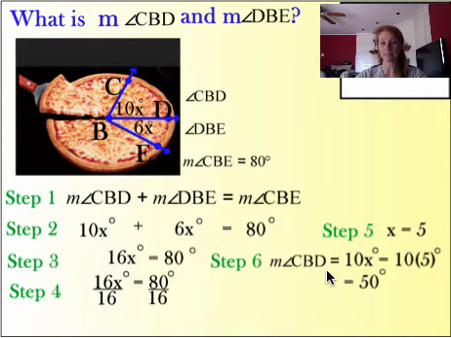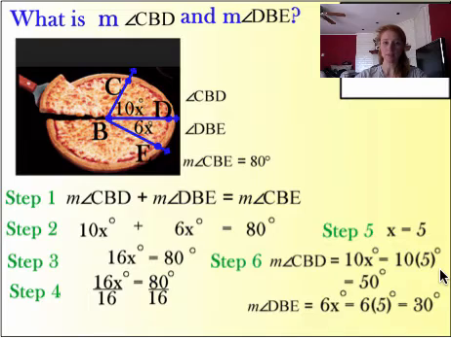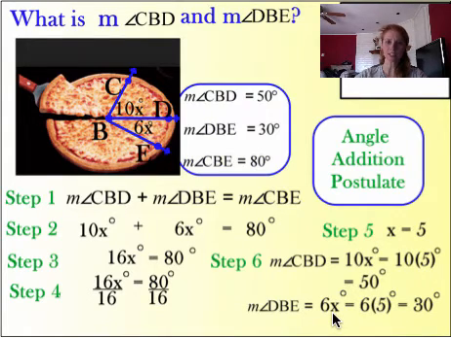So the measure of CBD is 50 degrees when I plug 5 into the expression. And the measure of DBE, this angle, is 30 degrees when I plug 5 into this expression. So together, the measure of angle CBD is 50, and the measure of angle DBE is 30. When we add these together, they equal 80. So remember always to check your work, and in this case it checks out. So we've used the angle addition postulate to solve for the measure of both of these angles.